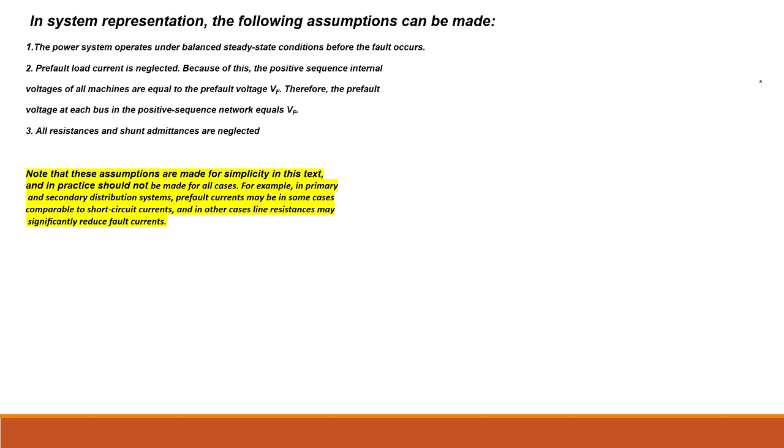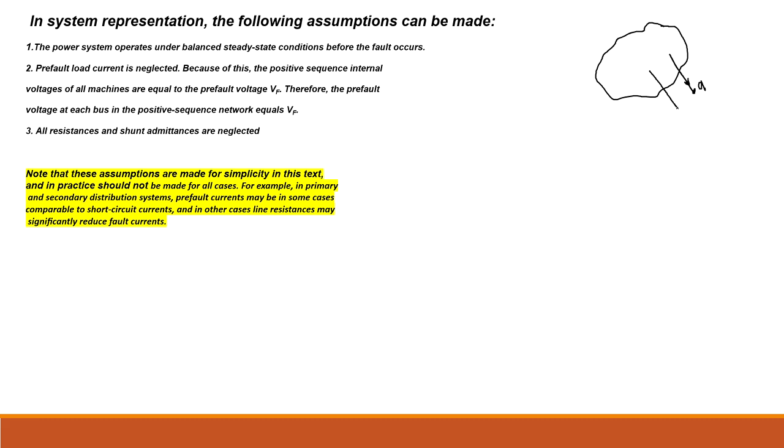Now, if we want to find the general sequence networks as viewed from the fault terminals, we assume that we have a point fault. This is a point of the system. One point of the system. It may be a bus, a busbar from the buses of the system.